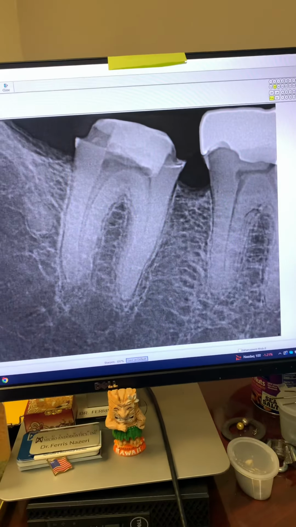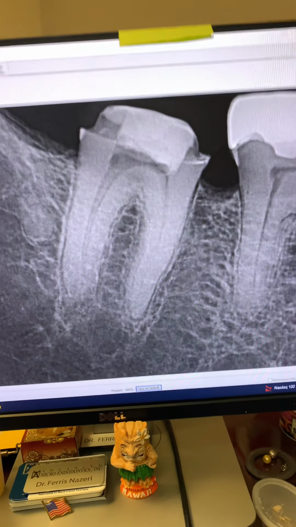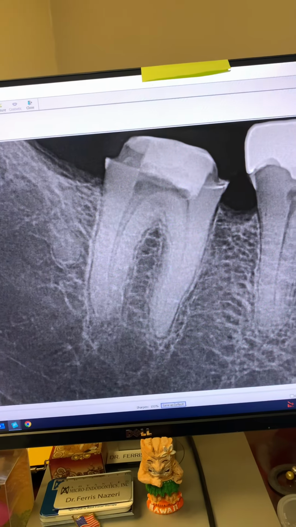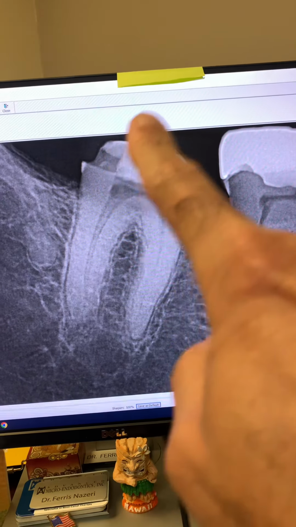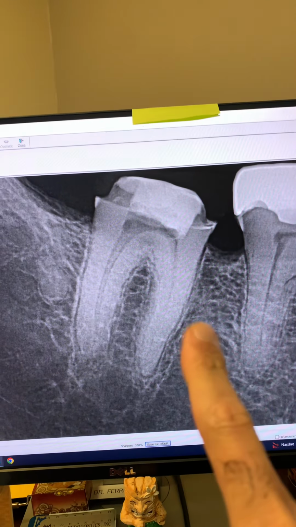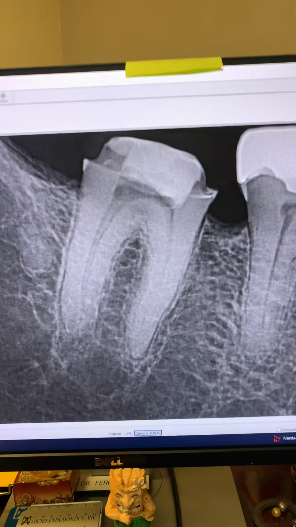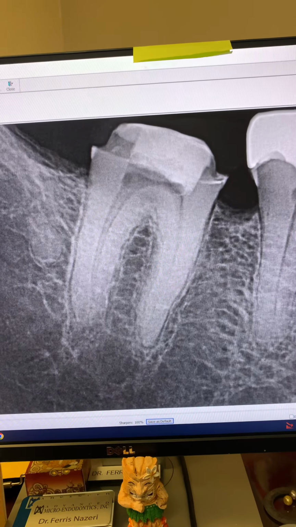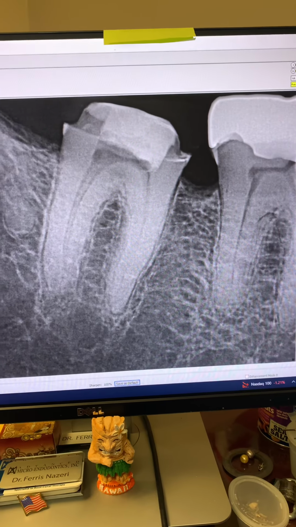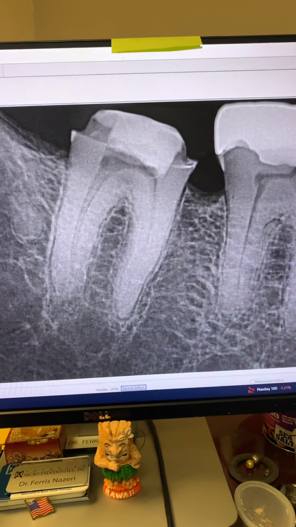This patient was referred to me for endodontic treatment of tooth number 31. The tooth has a temporary crown on it now. His dentist tried to do the root canal and couldn't do it, so, couldn't locate the canals.